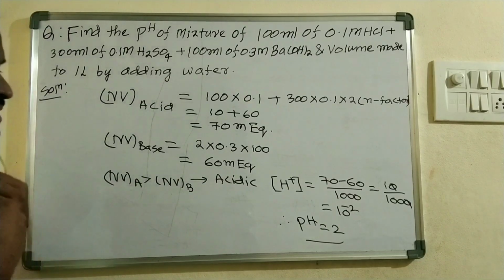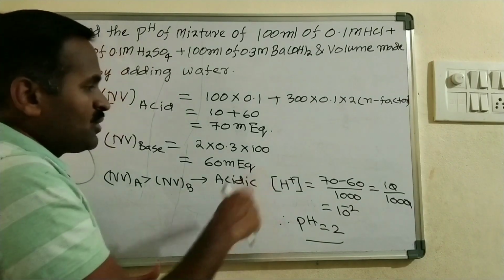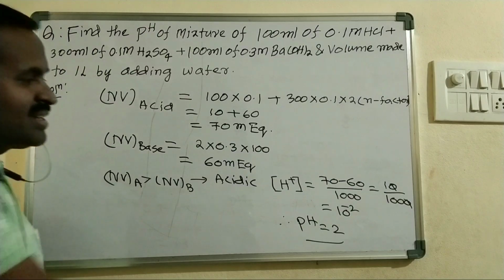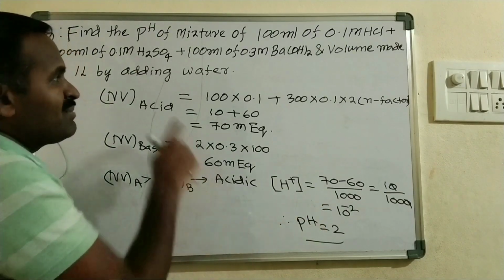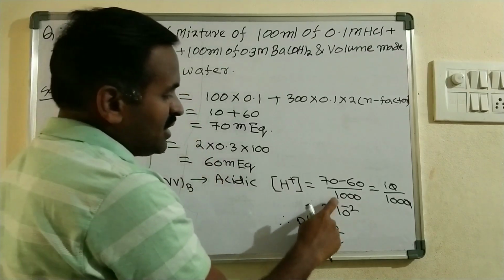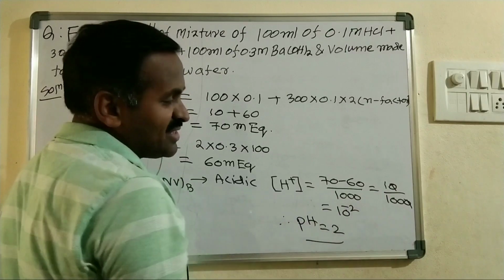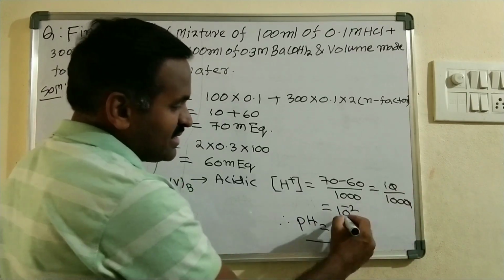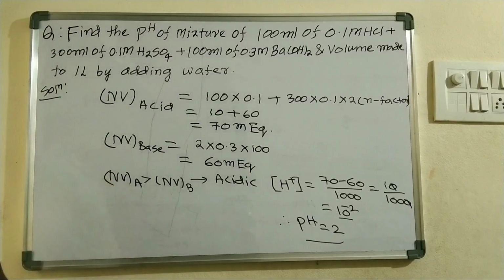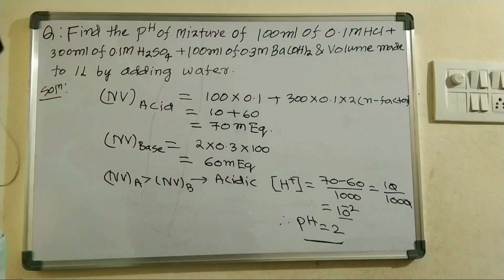Definitely, if it is acidic in nature, we need to find out its H plus ion concentration. How can you find it? NV product of acid minus NV product of base divided by total volume. The total volume is made up to 1 liter by mixing with water. So 70 minus 60 divided by 1000, 10 divided by 1000, the zero gets cancelled. This is simply 10 power minus 2. H plus ion concentration 10 power minus 2 means simply we'll write down its pH is equal to 2, right?